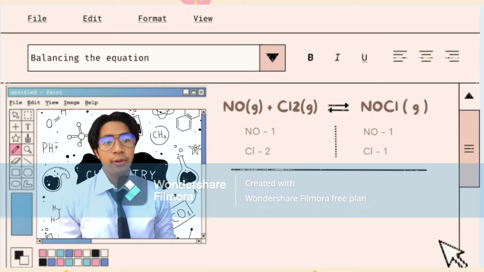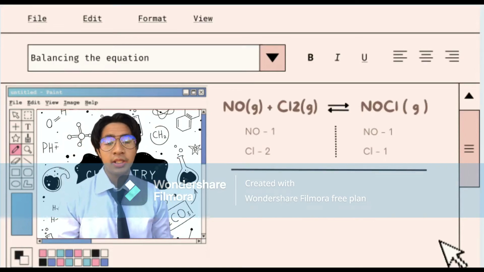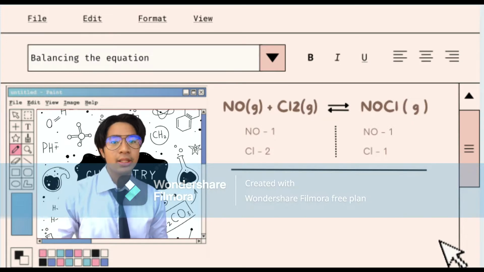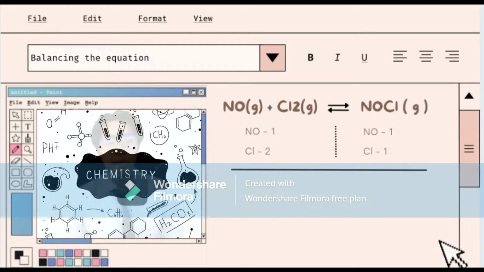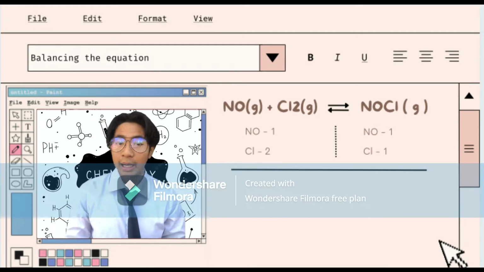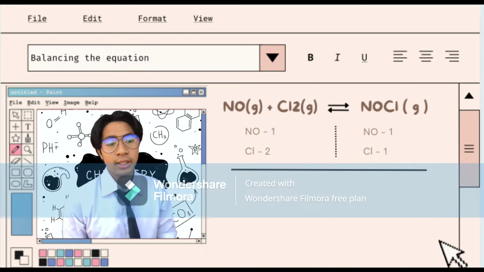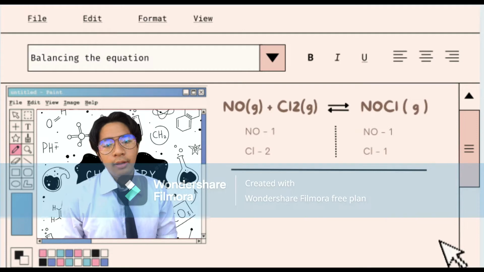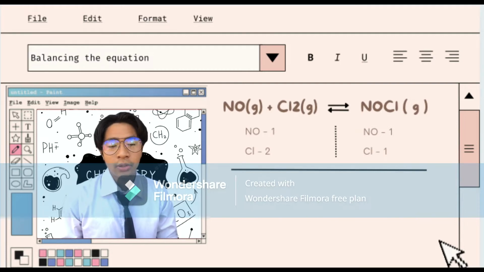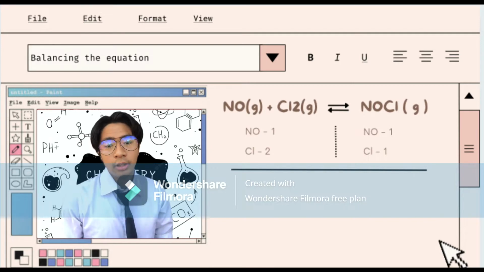For today's video, we'll be solving the law of mass action expression of NO gas plus Cl2 gas reversible to NOCl gas. The first step is to know their atomic inventory and balance the equation. This is a process that is divided by the product and reactant side. Remember that if you get it wrong, the whole process or the whole expression that will be conducted is also wrong.